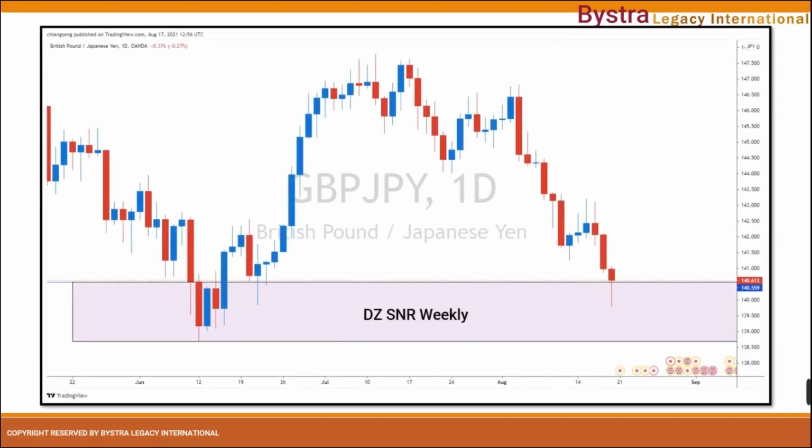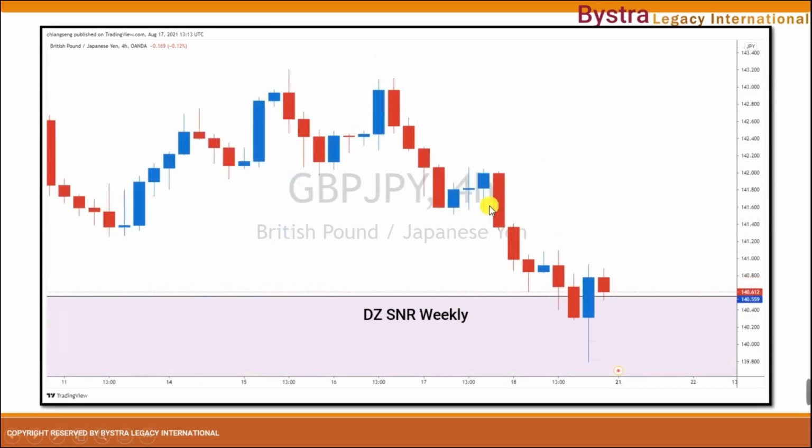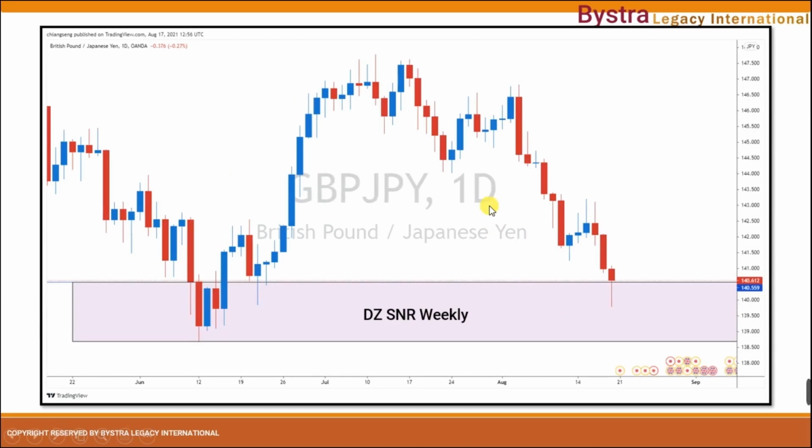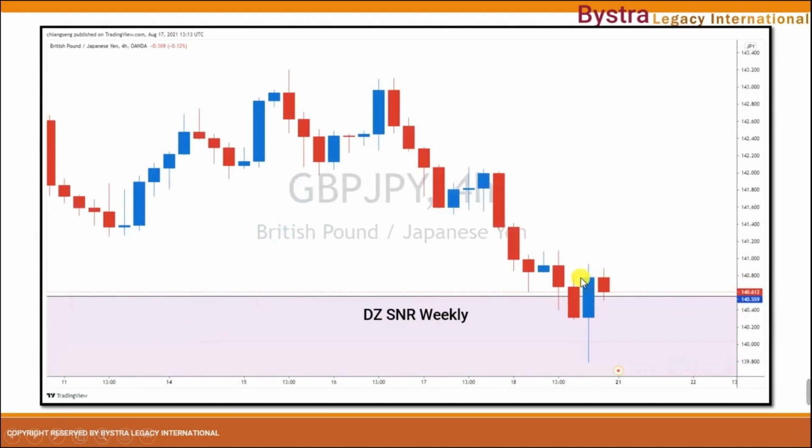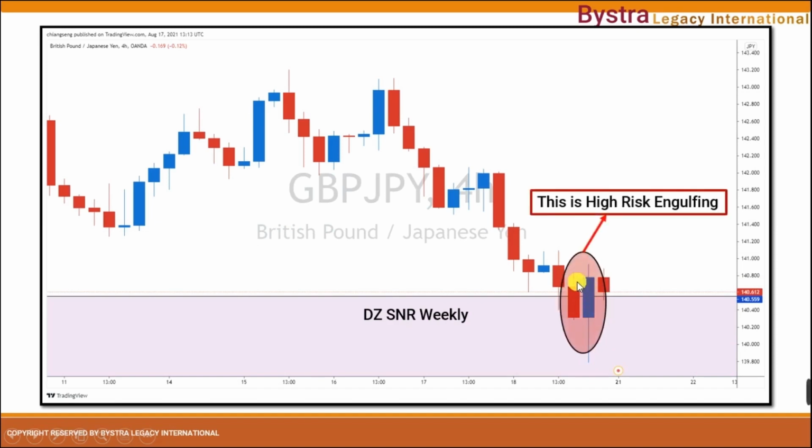Next, let's go to the daily time frame. We want to look for confirmation of rejection. Now here I want to give you an example. If we go to the H4, as we can see at the daily here, it rejects. And as we go to the H4, we can see that there is a bullish engulfing of the high risk type.